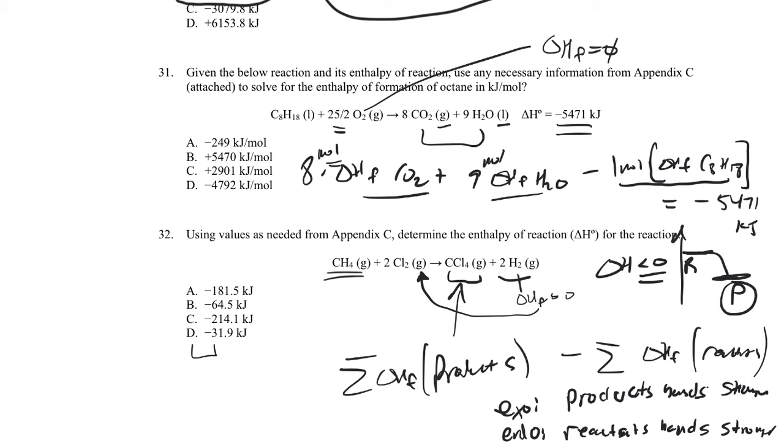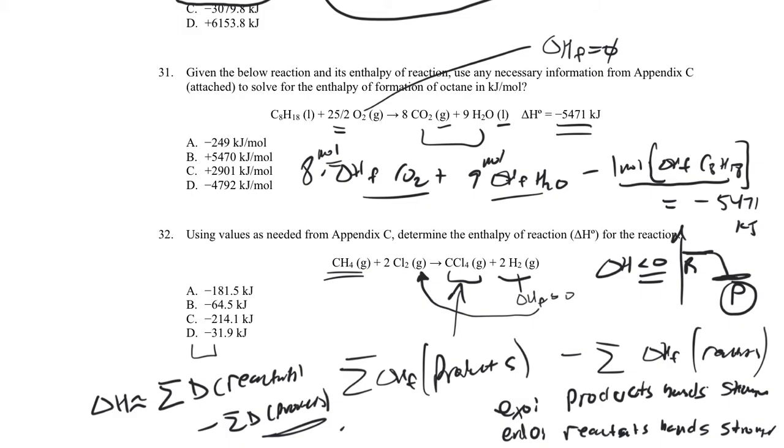So if you use a bond enthalpy chart, remember your delta H is an approximation with the bond enthalpy chart, but it's approximated from the sum of the bond strengths broken in the reactants minus the sum of the bond strengths of the products. There's an example of that in a couple of slides.